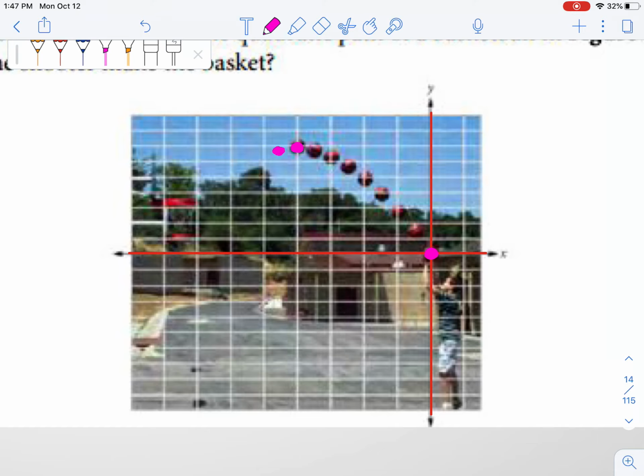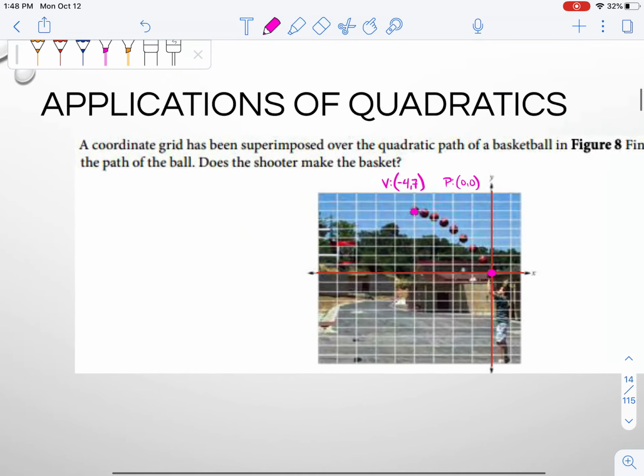Excuse me. I should probably have another basketball here that shows it's now coming back down. All right, so what I need to do is figure out the coordinates of this vertex, so I can come up with the equation for the path of the basketball. Here we're at -4, according to the grid, and 7. So -4, 7, and I'm going to have the point 0, 0, which is also a point on my graph.